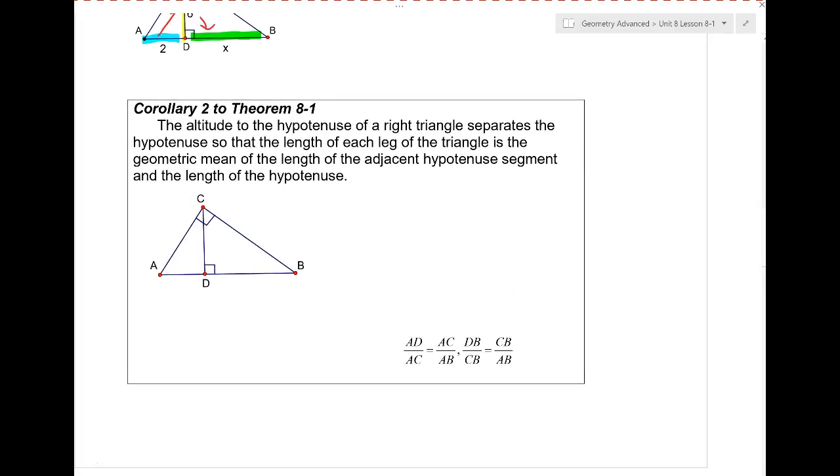It says the altitude to the hypotenuse of a right triangle separates the hypotenuse so that the length of each leg of the triangle, the big triangle is what they're talking about, is the geometric mean of the length of the adjacent hypotenuse segment and the length of the hypotenuse.